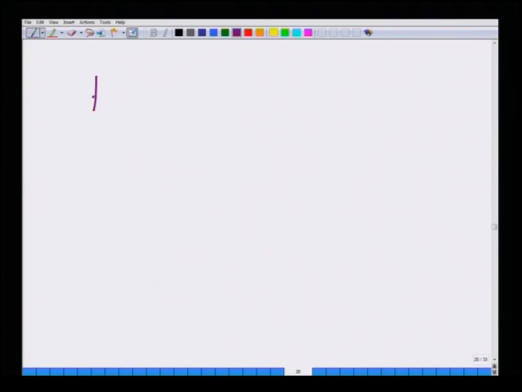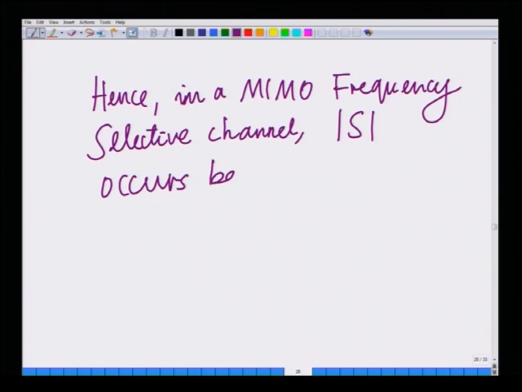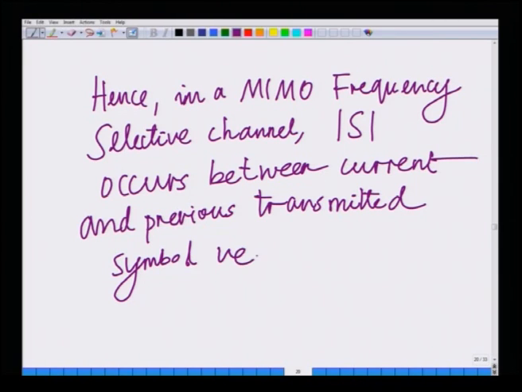Hence, in a MIMO frequency selective channel, ISI occurs between the current and previous transmitted symbol vectors, that is, inter-symbol interference occurs between current and previous transmitted symbol vectors.